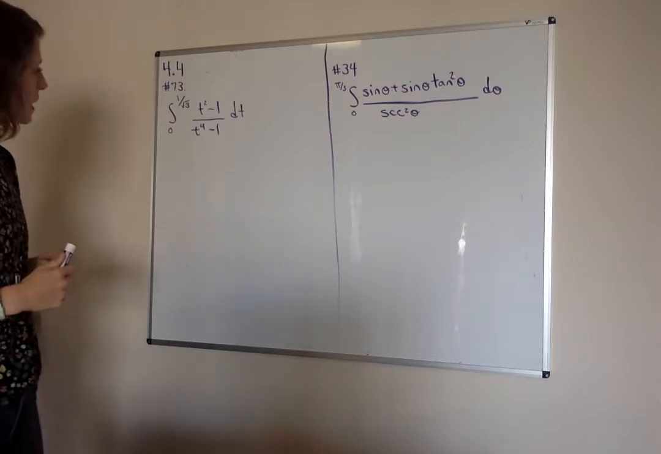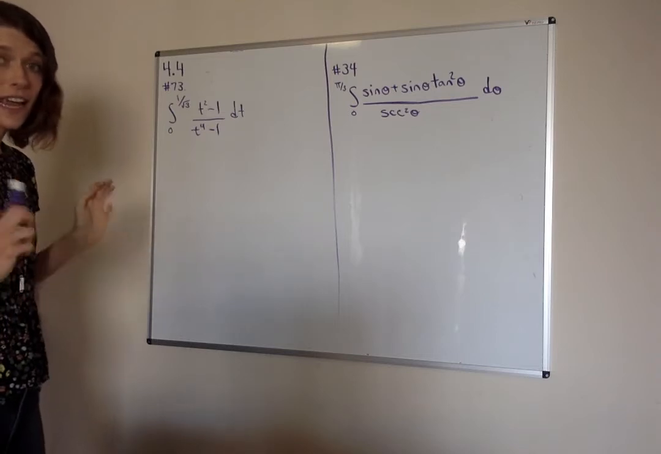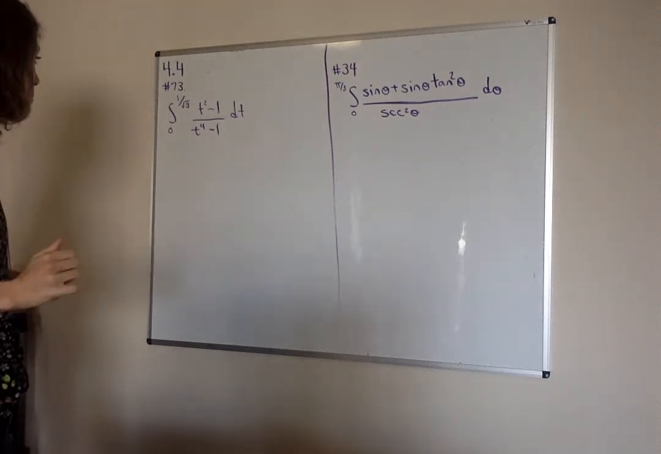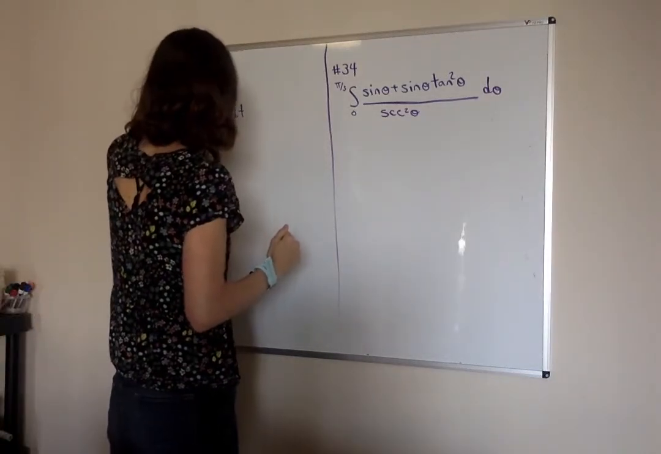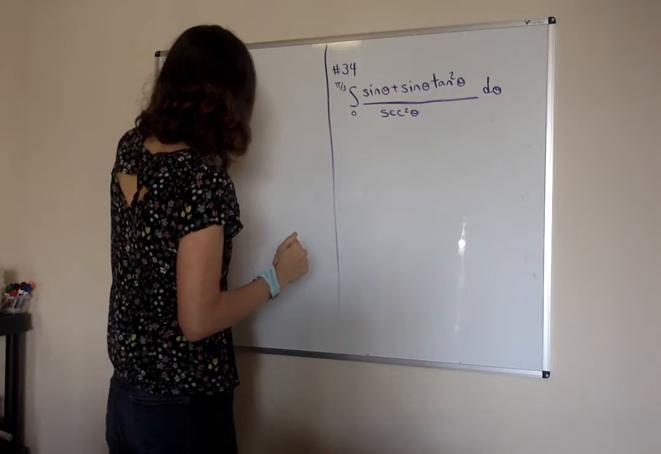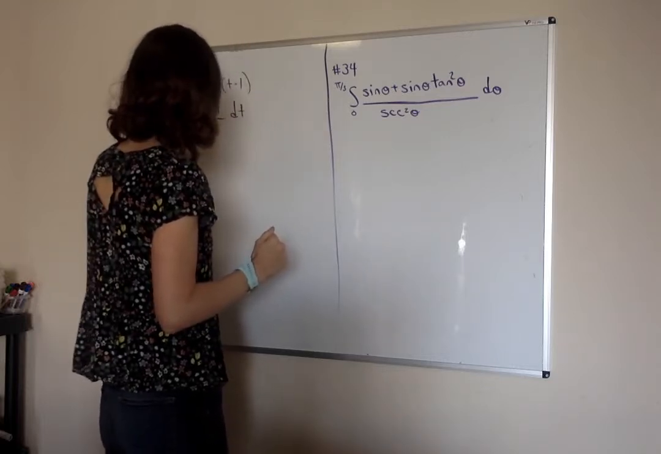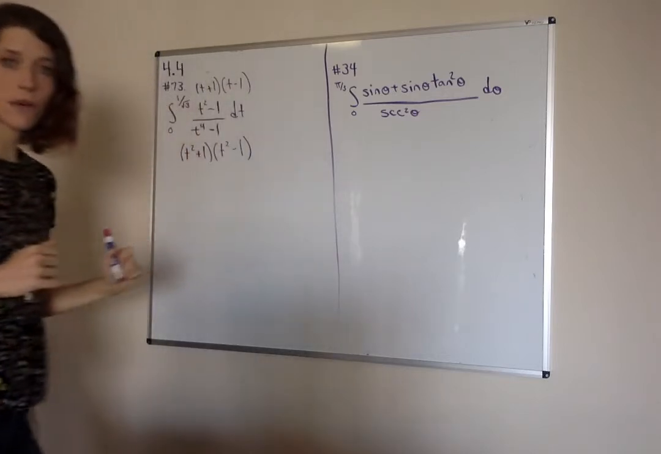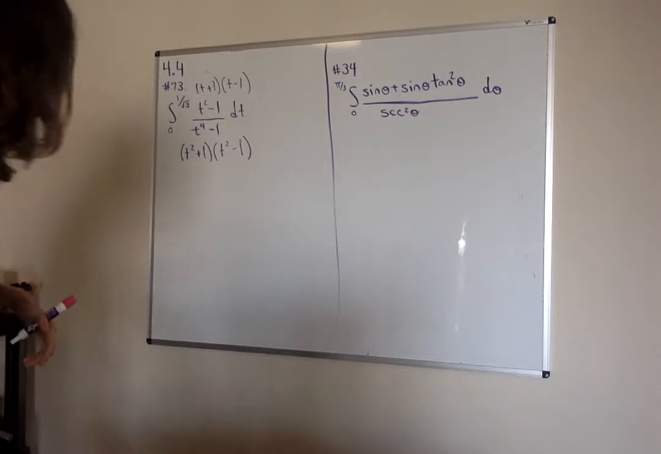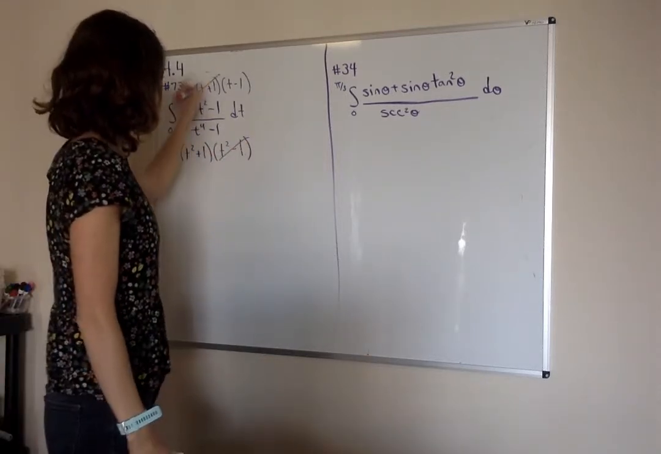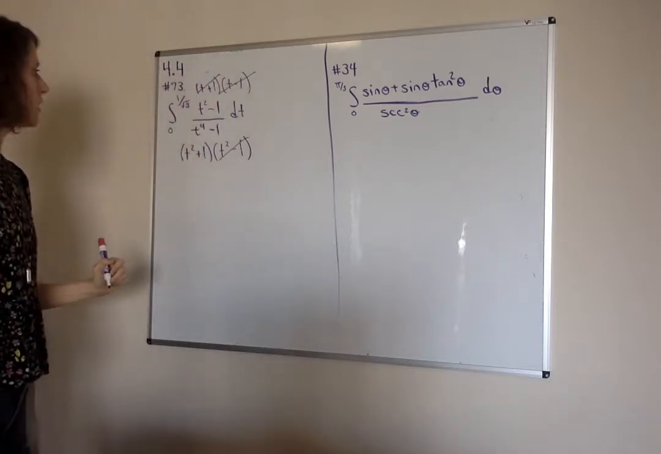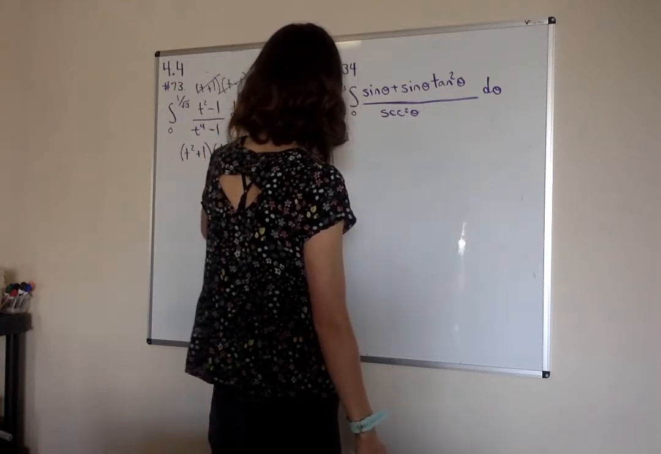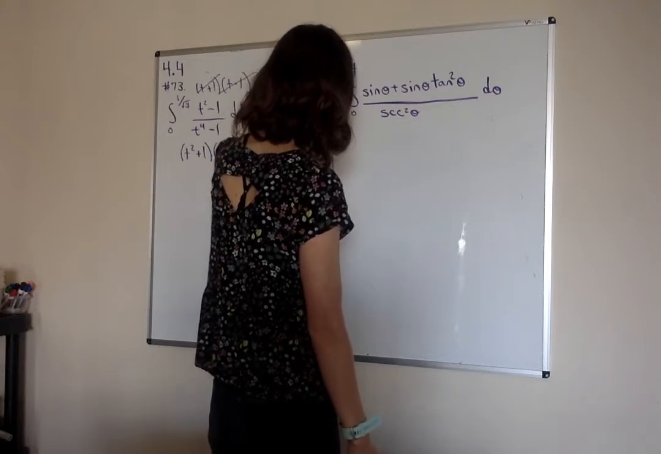So the way that you want to proceed is by actually factoring and canceling any common factors between the numerator and denominator. So what we can do is we can factor the numerator as t plus 1, t minus 1, and we can factor the denominator as t squared plus 1, t squared minus 1. And t squared minus 1 is, again, t plus 1, t minus 1. And so these guys cancel out. So you're left with the integral from 0 to 1 over root 3 of 1 over t squared plus 1 dt.